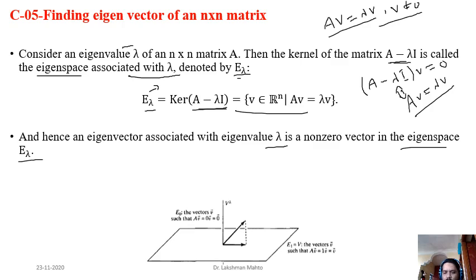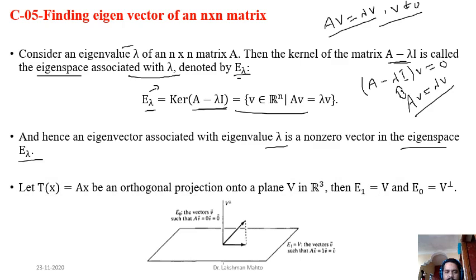And if you are willing to see the geometry, you can easily see it. One example I have taken here. Consider T is an orthonormal projection operator defined over a two-dimensional subspace in R3. So V is a two-dimensional subspace. Any two-dimensional subspace in R3 we are calling a plane. So V is a plane in R3.